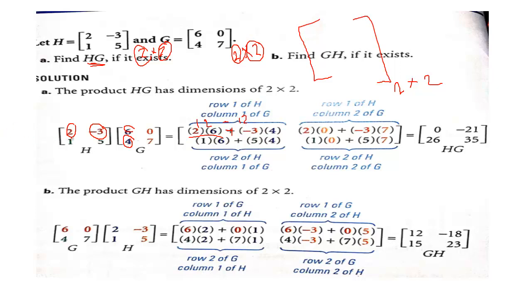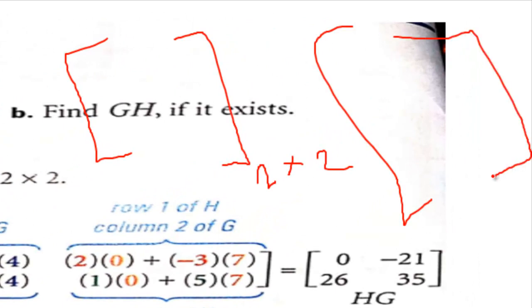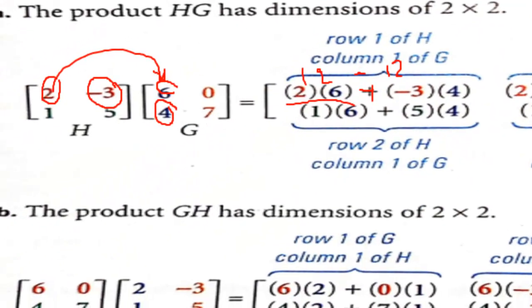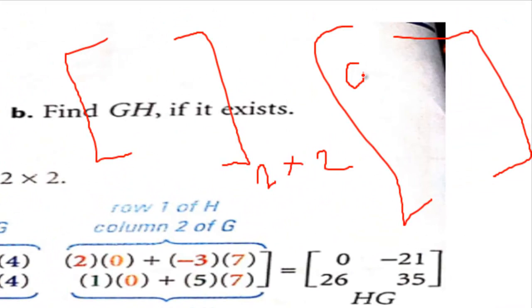And the first number, so pay attention in this one. The first number of the first row multiplies the second number, in the second, the first number on the second column. So now, again, I'm going to solve this one here. So the first by first. 2 times 6 equals 12, and negative 3 times 4 equals negative 12. So here 12 minus 12 equals 0.